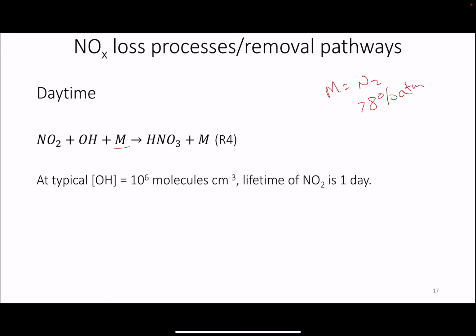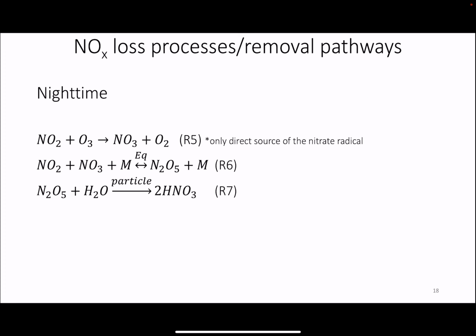And so at a typical OH concentration of 10 to the 6 molecules per centimeter cubed, which is what we saw in those satellite images, NOx or NO2 only sticks around in the atmosphere for about a day before it's removed. But NOx can also be removed at night. And remember, there's no OH at night because OH is formed from sunshine. And so at night, NO2 reacts with ozone to form the nitrate radical and oxygen. And then NO2 and the nitrate radical react together to form N2O5. And that N2O5 and water get together on an aerosol particle to form nitric acid. So this is the way you get rid of NOx at the daytime, and this is how you get rid of it at nighttime.